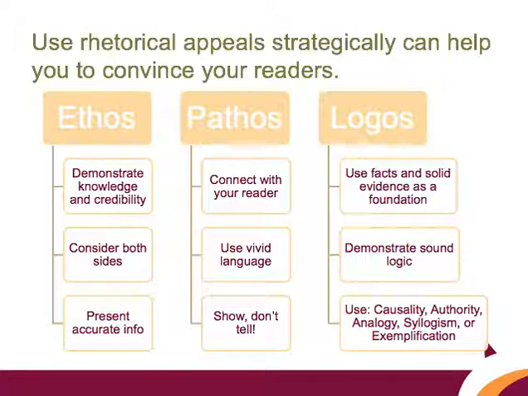Now, rhetorical appeal strategically can help you to convince your reader. So there's three. In Greek rhetoric, there's classically three kinds of appeals: ethos, pathos, and logos. Ethos is appeal to the speaker. Pathos is an appeal to the emotions, and logos is an appeal to logic, or rational reasoning. They have different purposes, and of course you can use more than one. I mean, oftentimes people use a combination of these.